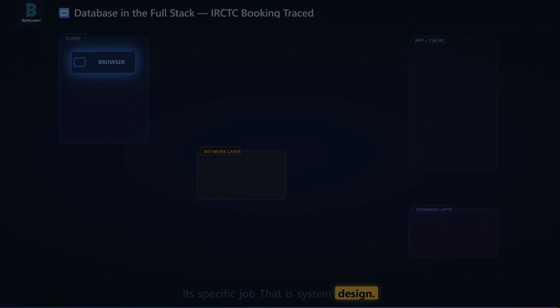That is system design. Before digital databases existed at scale, every important record was kept on paper.